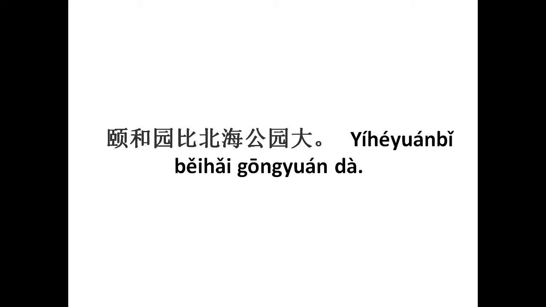颐和园比北海公园大。So Yi He Yuan, the Summer Palace, compared to Beihai Park is bigger. So we have changed a bu ru, not as big as, sentence to a comparative sentence. So the Summer Palace is comparatively bigger than Beihai Park. Let us read the first exercise.